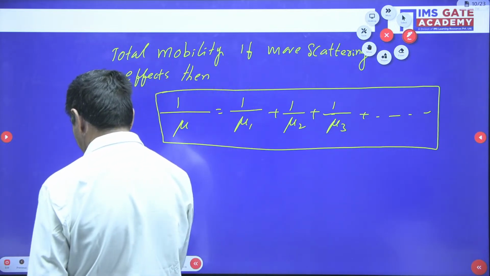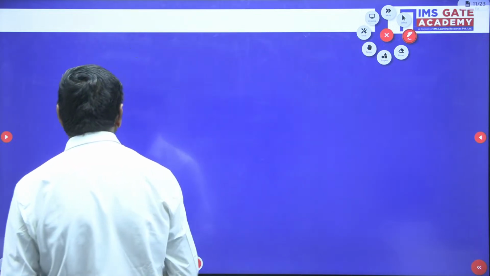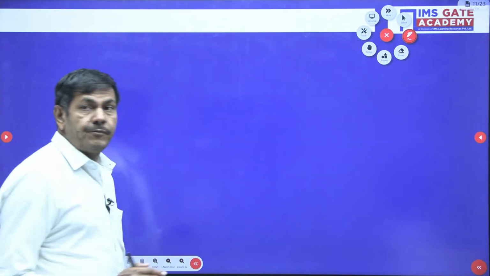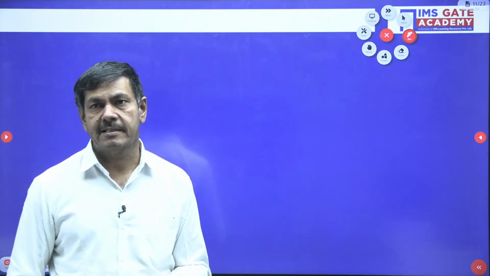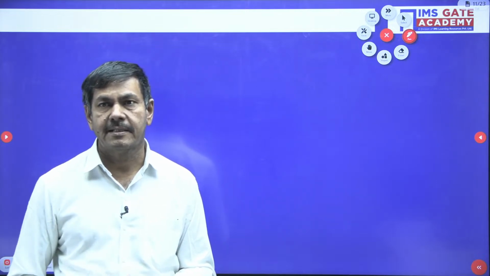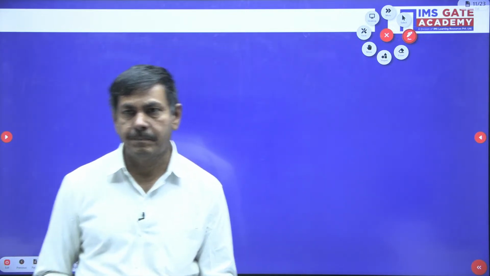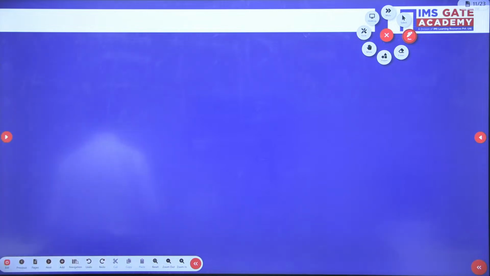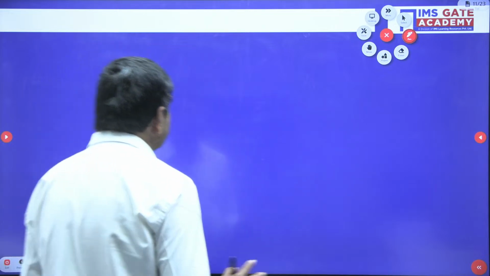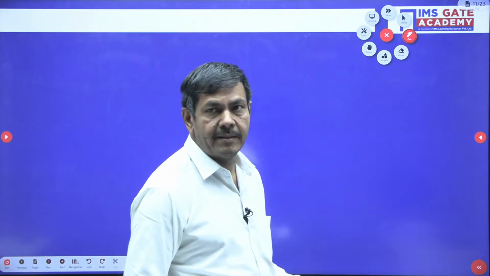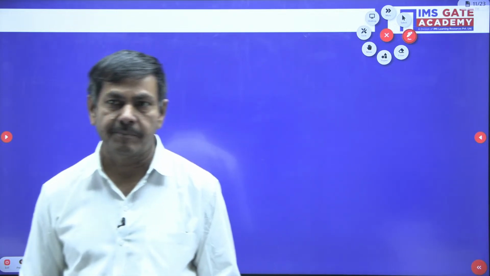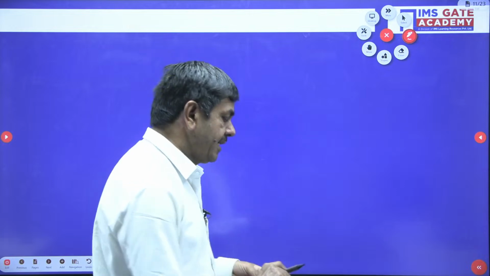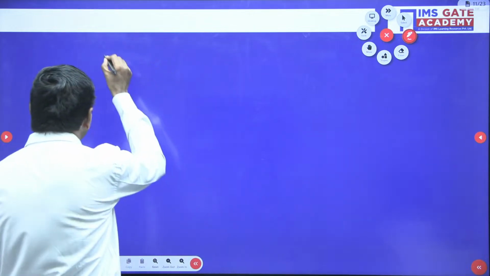But first of all, before finding the current density in the semiconductor, we should discuss the types of semiconductors. Then afterwards we can find the required parameters. There are two types of semiconductors: one is the intrinsic semiconductor, the second one is the extrinsic semiconductor.